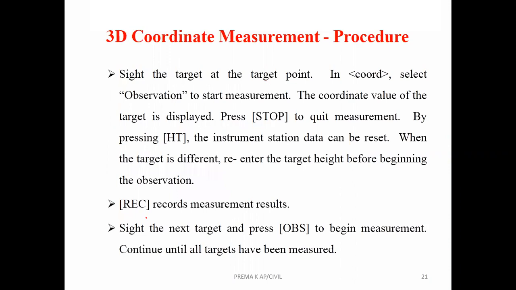So how is 3D coordinate measurement made for a target? So sight the target at the target point. In coordinates, select observation to start measurement. So whatever we are seeing today falls under the category coordinate soft key function.